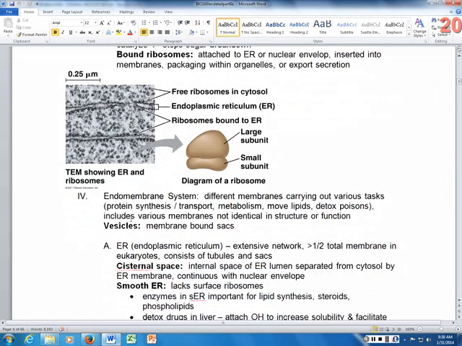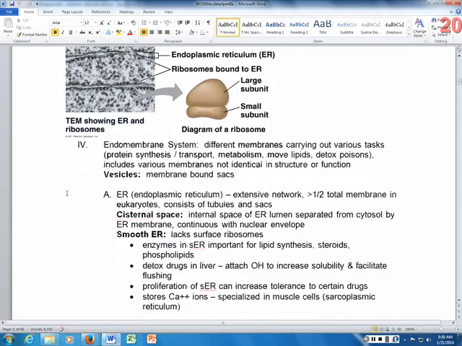So this membrane system is important for helping to carry out various tasks. It's involved with protein synthesis. It's going to help to transport things. So if you need to move something from one end of the cell to the other, a lot of times a membrane is a good way to do it, that you can stick it in that membrane and the membrane will act like a tube that just shoots it over to the other end.